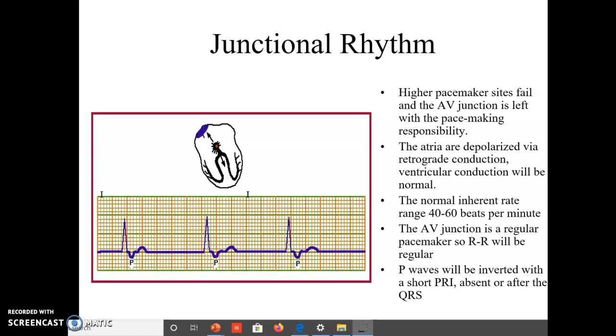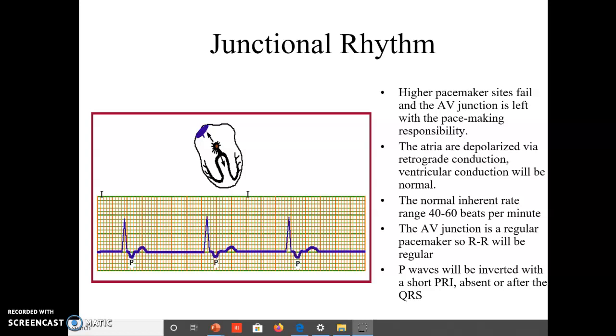The AV junction is a regular pacemaker, so R to R to R will be regular. And the P waves, as with any of our junctional rhythms, we will have an inverted P wave with a short PR interval in lead 2, or we will have no P wave, but a normal size QRS, or we could even potentially have a P wave after the QRS.